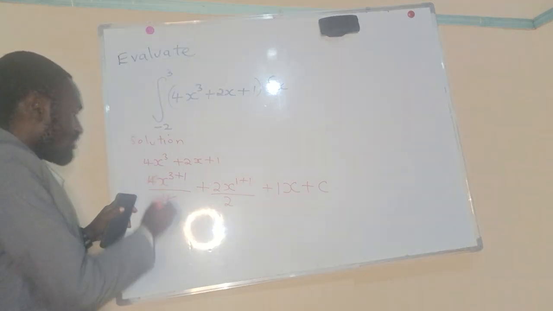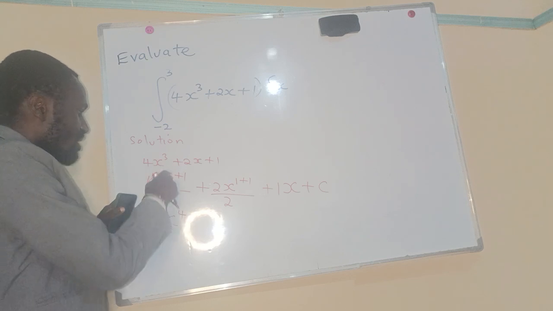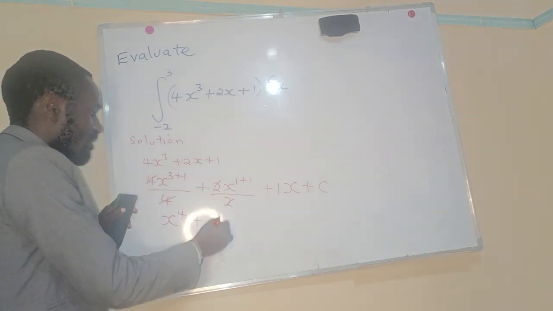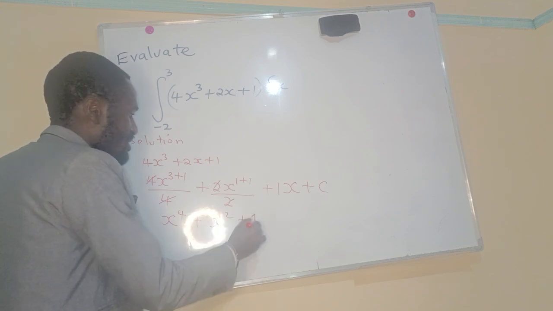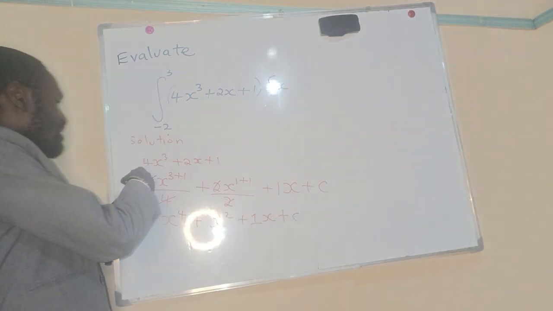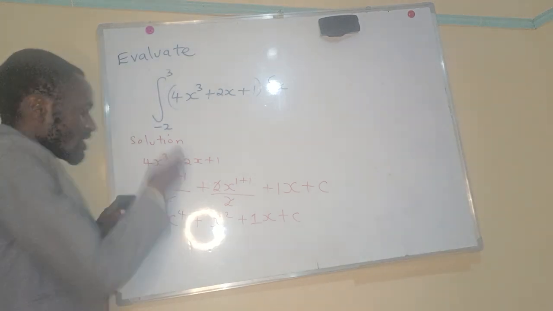So this and this will disappear. So I'll have x power 4, that is 3 plus 1. Then plus, this and this will disappear, I'll have x power 2, then plus 1x, then plus a constant c. So this is now an integrated form of that expression.